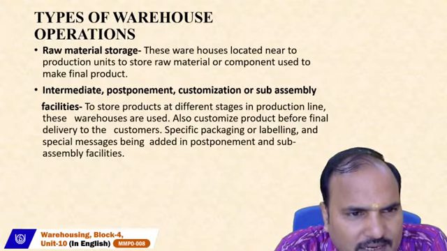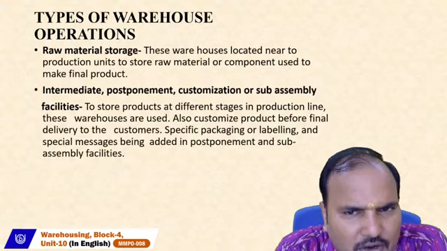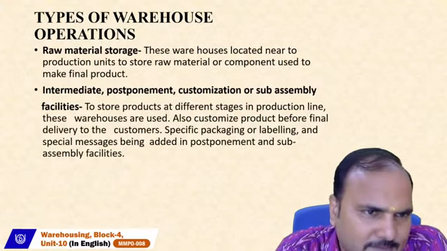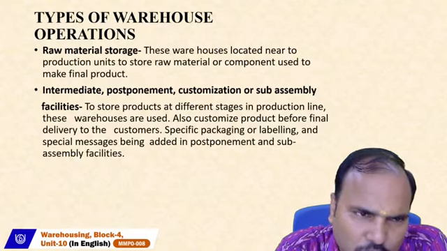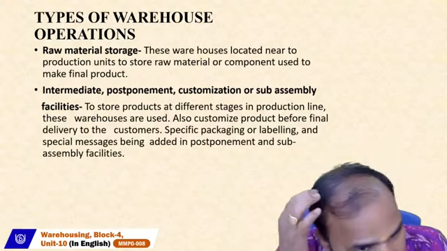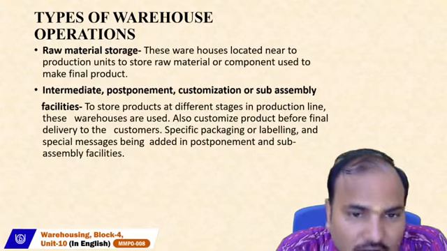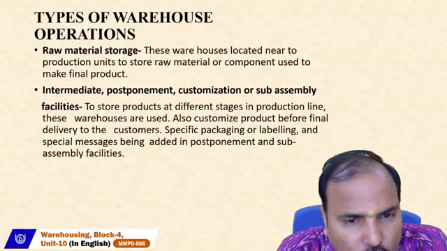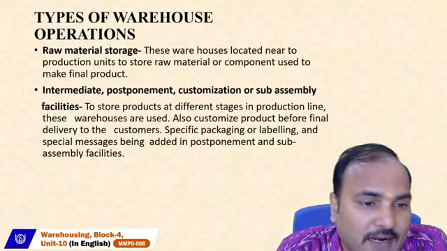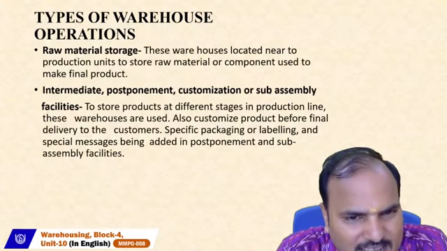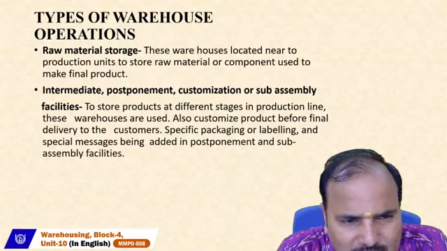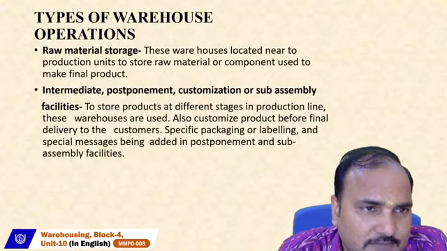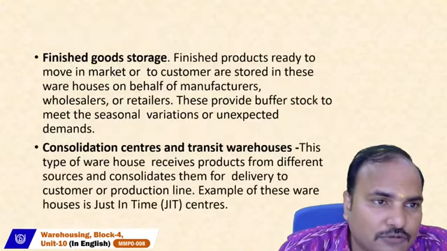Second is intermediate, postponement, customization or sub-assembly facilities. These warehouses are used to store the products at different stages in the production line. They also customize the product before final delivery to the customers. Specific packaging or labeling and special messages are added in postponement and sub-assembly facilities. These are the different types of warehouse operation.